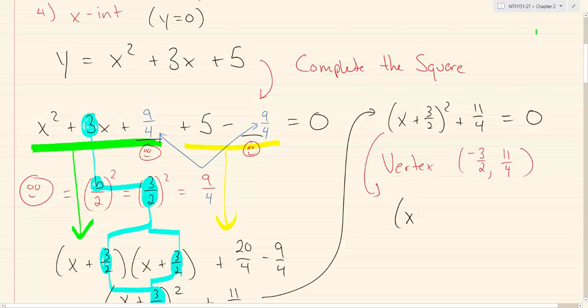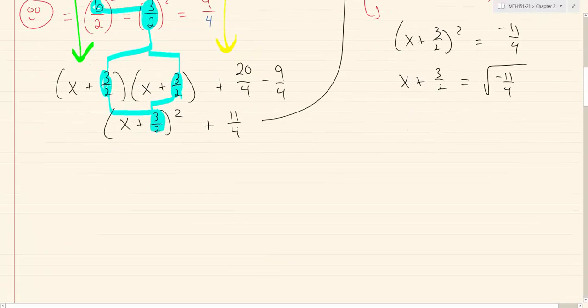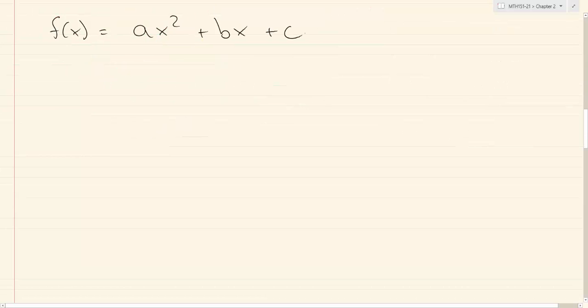So we'll get x plus 3/2 squared equals negative 11/4. x plus 3/2 equals the square root of negative 11/4. So x equals negative 3/2 plus or minus the square root of negative 11 over 2. This is a quadratic in standard format.